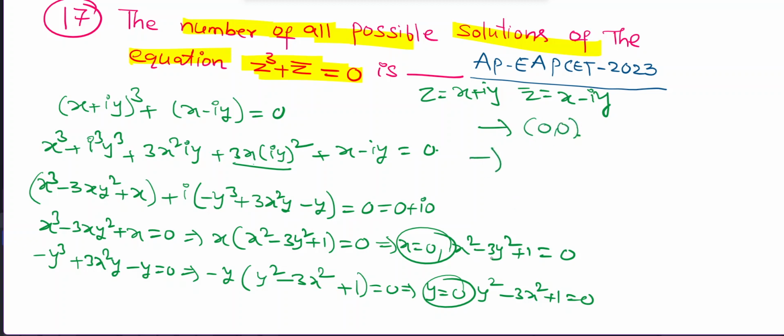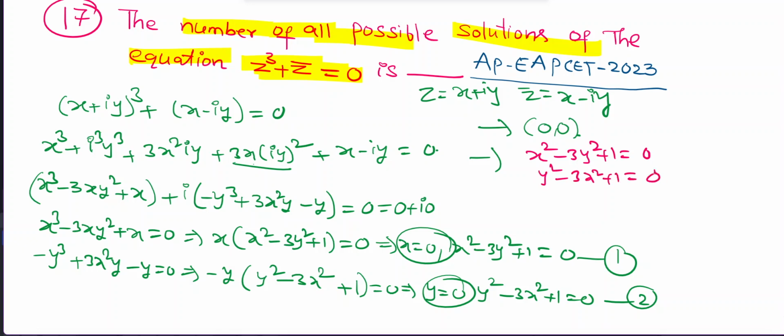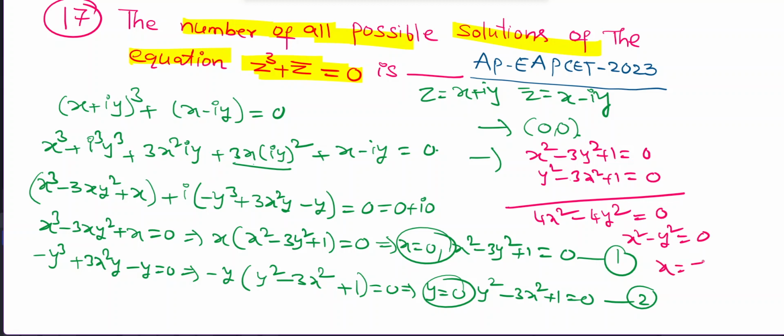Now find the second, equating these two. From these two equations 1 and 2, the first equation is x square minus 3y square plus 1 is equal to 0, and the second is y square minus 3x square plus 1 is equal to 0. Subtracting these two equations, x square minus of minus 3x square, this is 4x square. This is minus 3y square minus y square, this is minus 4y square. Here 1 minus 1 is equal to 0. From this, x square minus y square is equal to 0, so x is equal to plus or minus y.